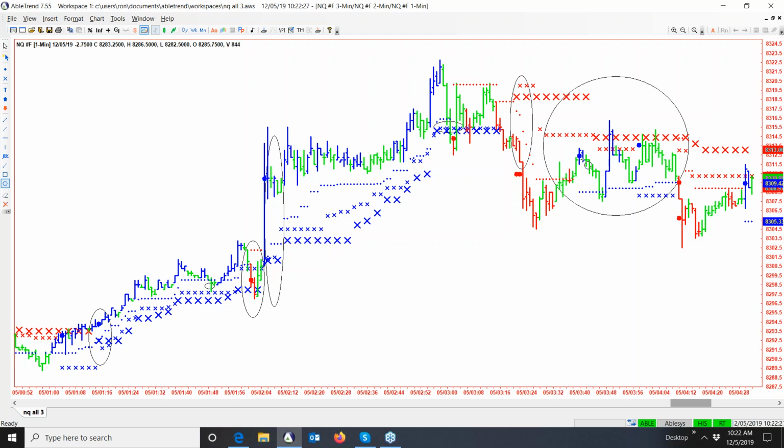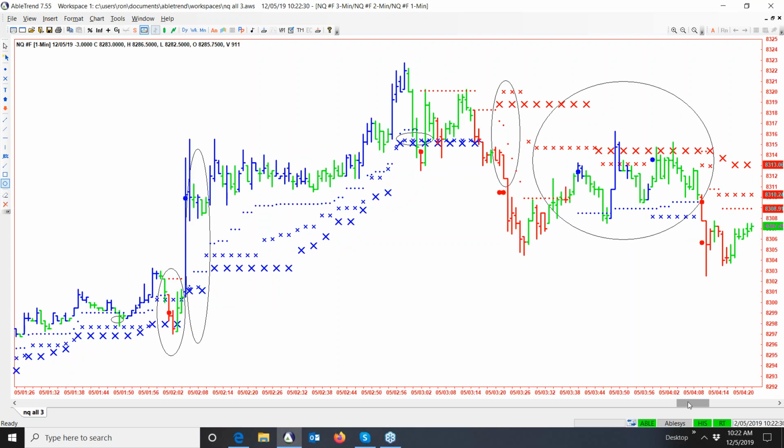But this is your classic no trade zone. Look how choppy and up and down. I mean, that's a disaster.